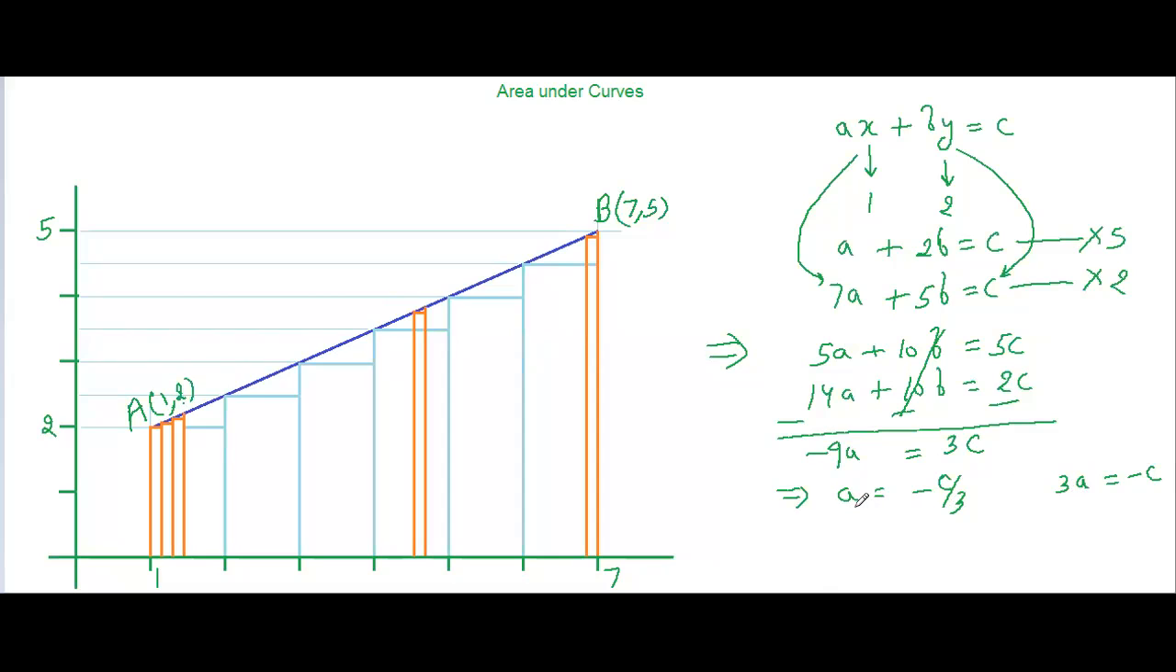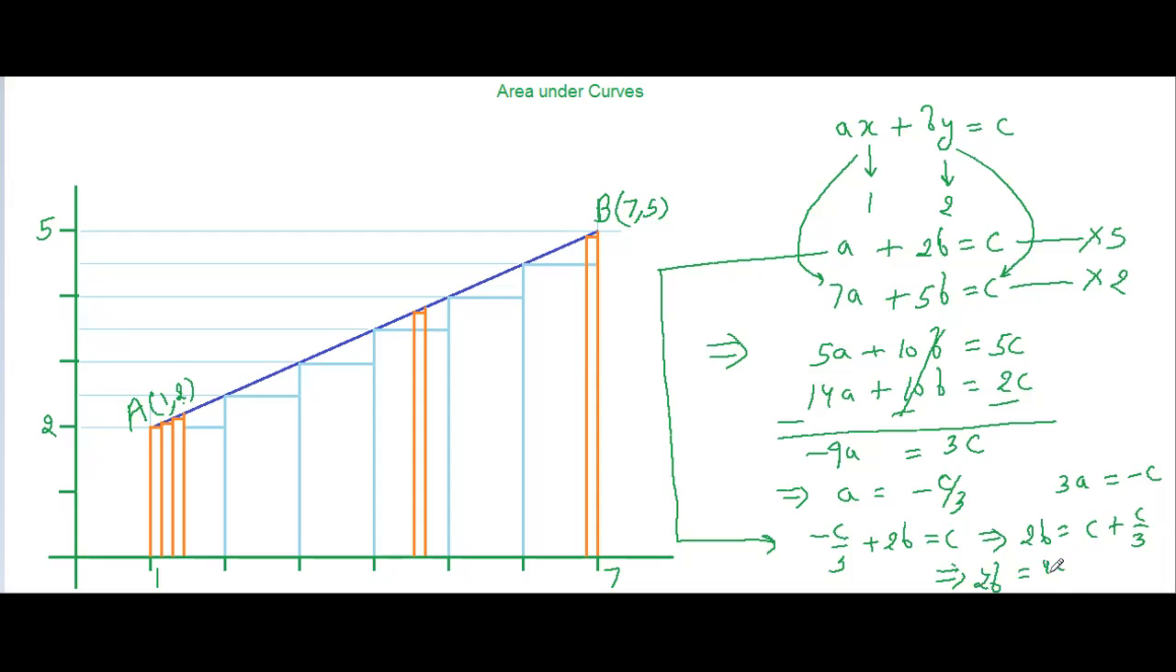And if we put the value of a in this equation, then minus c by 3 plus twice b is equal to c. That gives us twice b is equal to c plus c by 3. So this is 3c plus c, that is 4c by 3. So twice b is equal to 4c by 3.